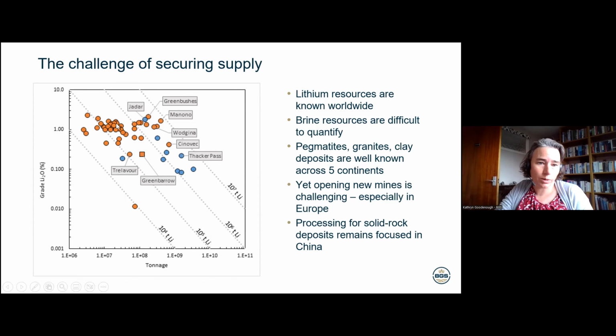It's much easier to quantify. The orange is the pegmatite and granite deposits, the blue is the clay deposits. And you can see that the clay deposits are usually slightly lower grade, but they can be very large tonnage. Whereas the orange granites and pegmatites are often pretty high grade and variable tonnage. We know about all of these, we know they're there. And although the processing might mostly be done in China, it is possible to do it, it's all feasible. And yet there are so many challenges with opening new mines, especially in Europe.